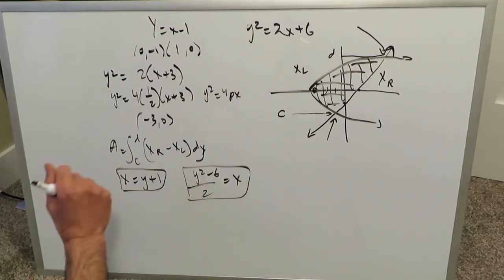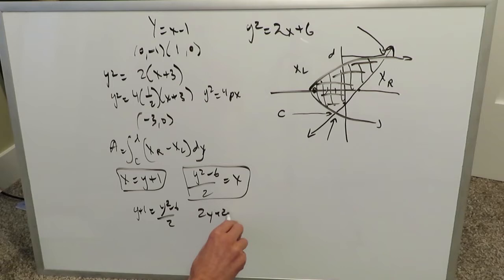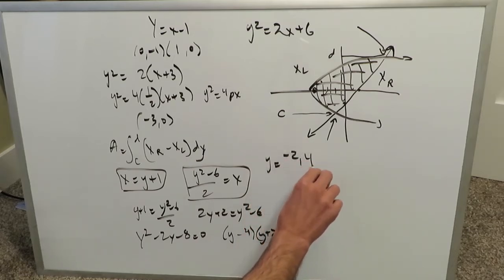In these instances, you have to make the equations equal to one another and solve to get the intersection points. Y plus 1 is equal to y squared minus 6 over 2. Take the 2 on the other side. You get 2y plus 2 is equal to y squared minus 6. Bring everything together into a quadratic equation form onto one side. Y squared minus 2y minus 8 is equal to 0. Factor these out. Y minus 4, y plus 2, y is equal to minus 2, comma 4.